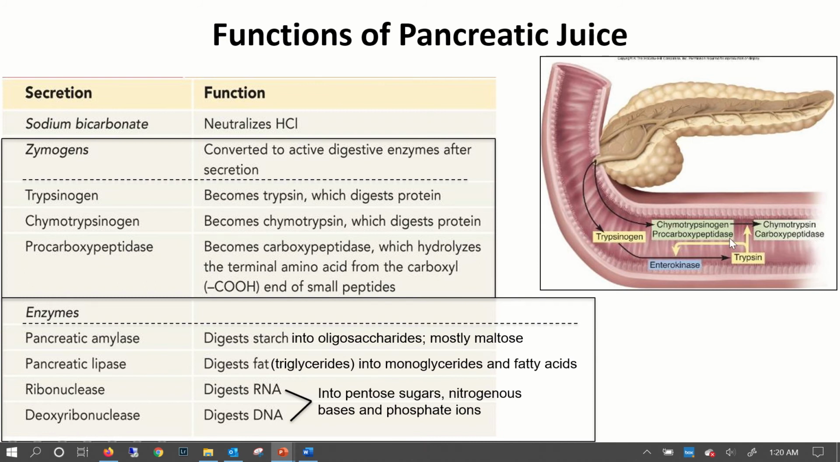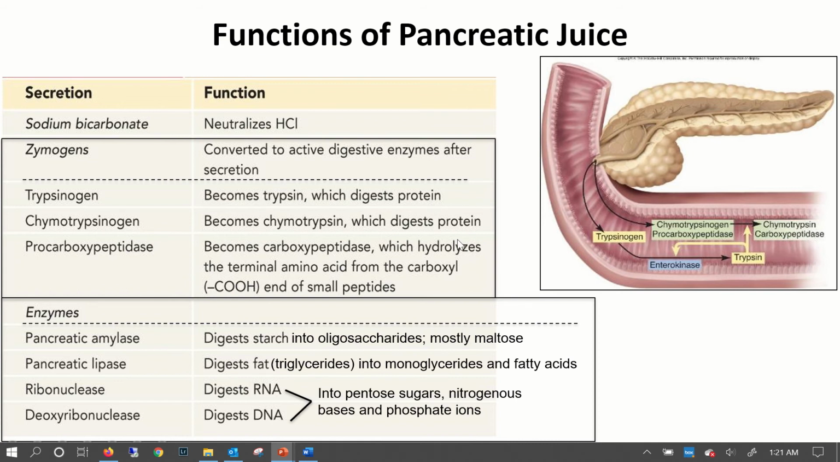Now, since they're all inactive, they have to be transformed. And so right here, trypsinogen is going to be formed into trypsin. So trypsinogen cleaved into trypsin. Chymotrypsinogen becomes chymotrypsin, right over here. And procarboxypeptidase becomes carboxypeptidase. There we go. Even though there's more details that are given here, what's really important is that I think that you understand that it digests protein.